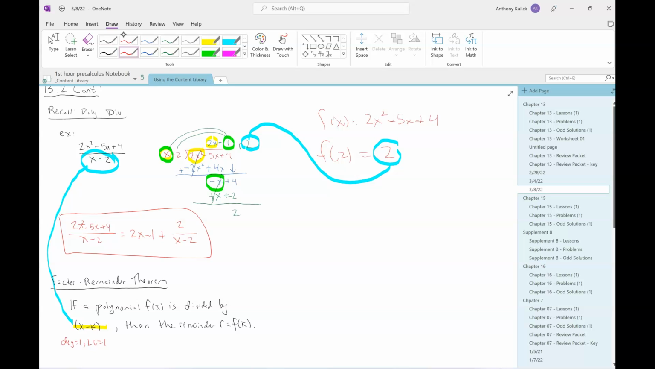Let's just verify that. So 2 times 2 is 4, and then times 2 again is 8. 5 times 2 is 10. 8 minus 10 is negative 2. And plus 4 is 2. Right?